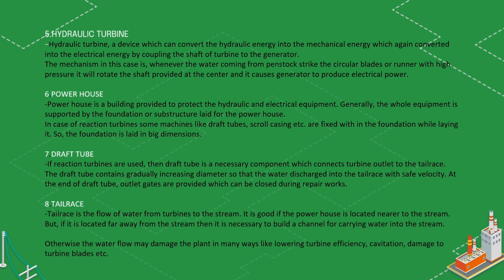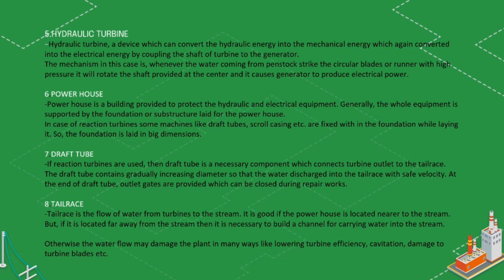Now, I will continue from what was explained earlier. The next one, number five, is the hydraulic turbine. A hydraulic turbine is a device which can convert hydraulic energy into mechanical energy, which again is converted into electrical energy by coupling the shaft of the turbine to the generator. The mechanism in this case is that whenever the water coming from the penstock strikes the circular blades or runner with high pressure, it rotates the shaft provided at the center, and it causes the generator to produce electrical power.